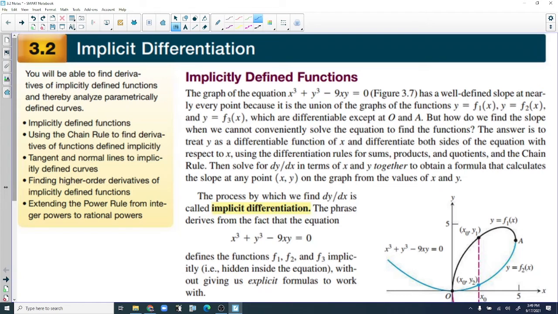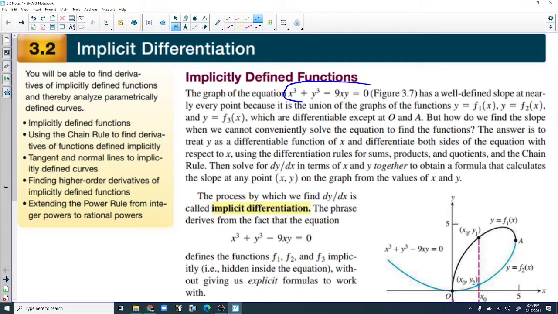Section 3.2, implicit differentiation. Implicitly defined functions. The graph of the equation, that one, has a well-defined slope at nearly every point because it is the union of the graphs of three functions, which are differentiable except at O and A. But how do we find the slope when we cannot conveniently solve the equation to find the functions?